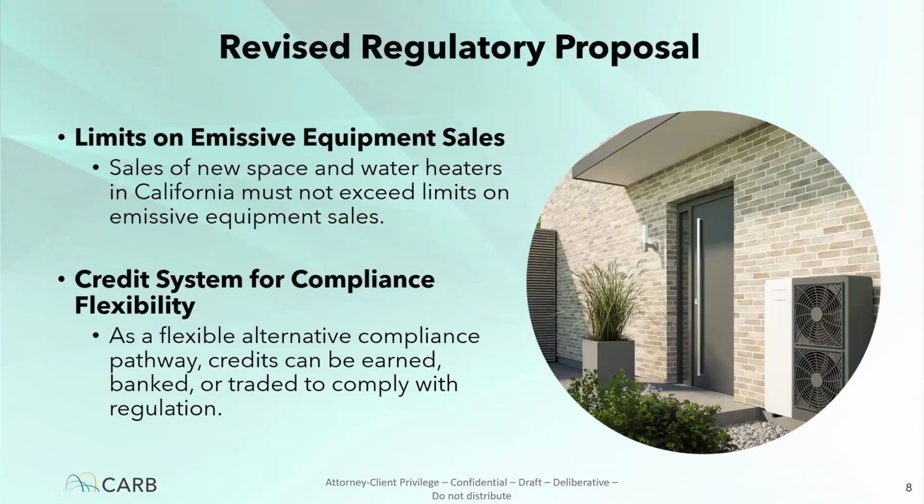Okay, so our revised regulatory proposal sets limits on the percentage of new space and water heaters sold in California that release greenhouse gases during on-site operation. Sales of new space and water heaters must not exceed these emissive equipment sales limits. We have identified several technologies, including electric resistance, heat pump, solar thermal, and hydrogen fuel cells that would qualify as zero emission equipment and would not be considered emissive equipment.